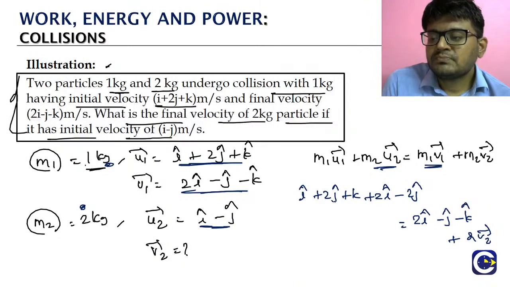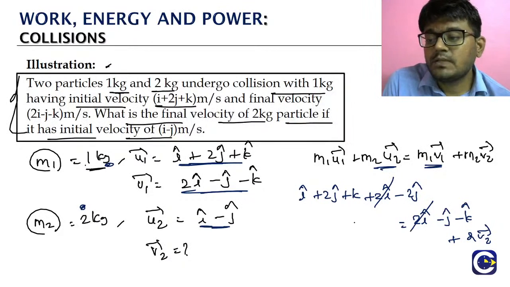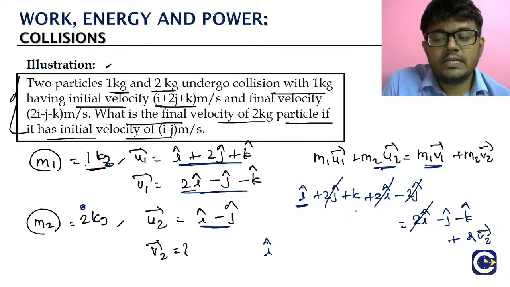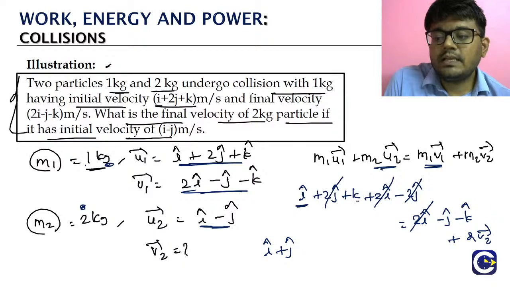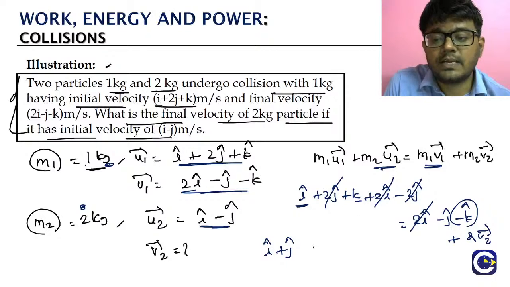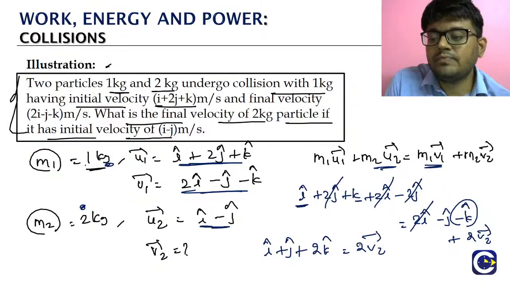Look at this, there is a 2i on the left side and 2i on the right side, that will get cancelled. Now what else do we have? There is an i on the left side. Then we have 2j minus 2j, they will cancel. On the right hand side we have a minus j. Bring it to the left, it will become plus j. Then here we have a k on the left side, and minus k on the right side. Bring it to the left, it will become plus. So k plus k is 2k. That is equal to 2 times v2.